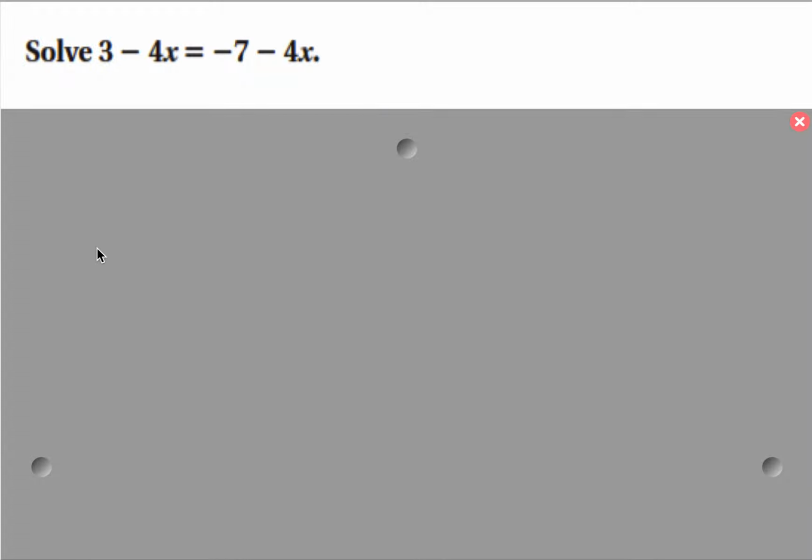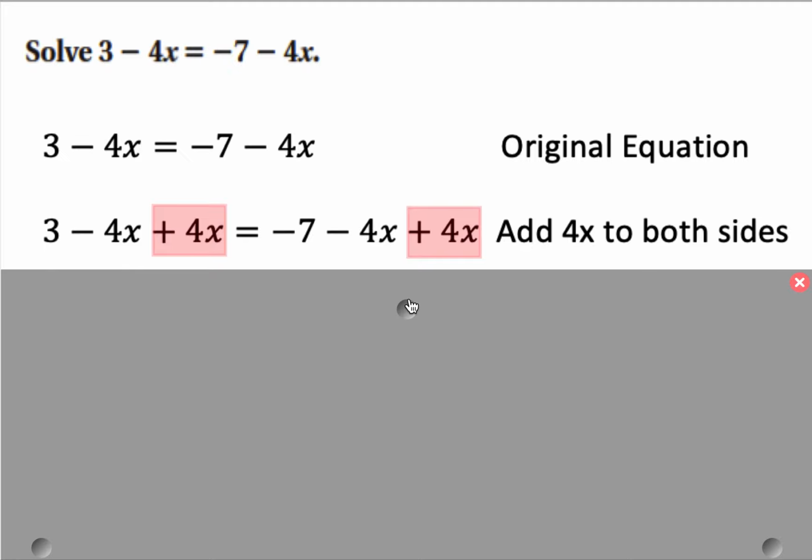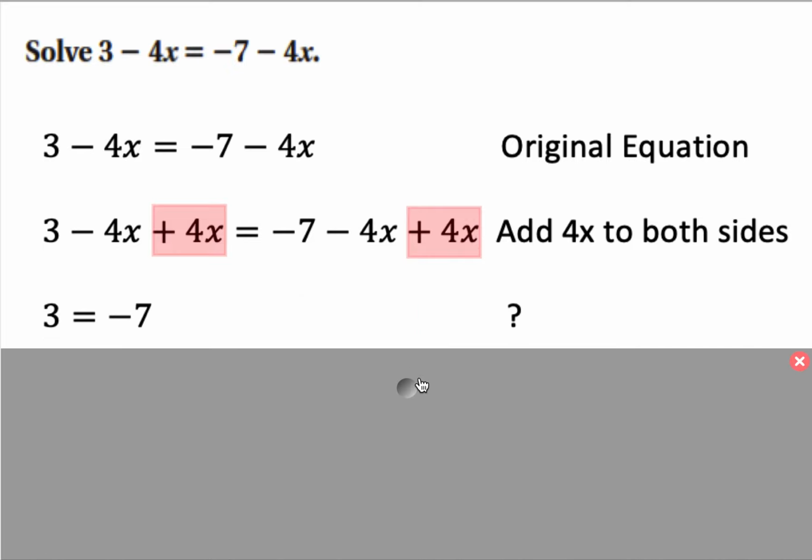3 - 4x = -7 - 4x. Okay, we've got x's on both sides. First thing we do there is probably try to get rid of one of the x's. Since it's minus 4x, let's add 4x to both sides. You can see I've indicated I've done it on both sides here. Now negative 4x plus 4x is 0, so that's going to be gone, on both sides. I get 3 = -7.